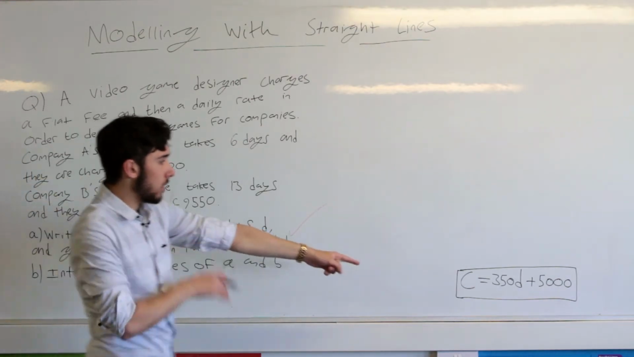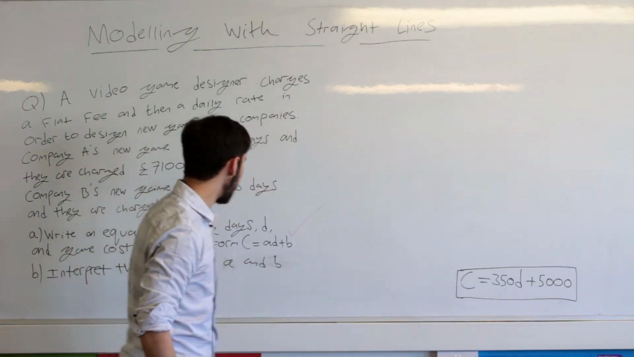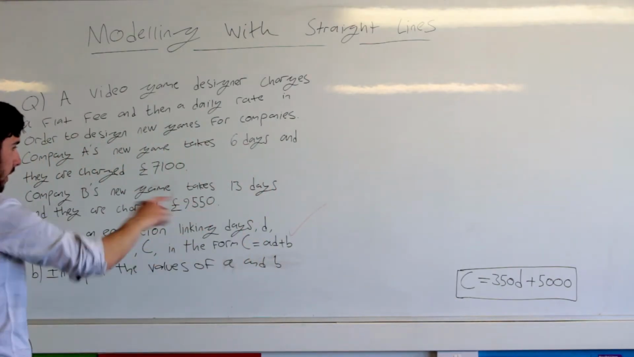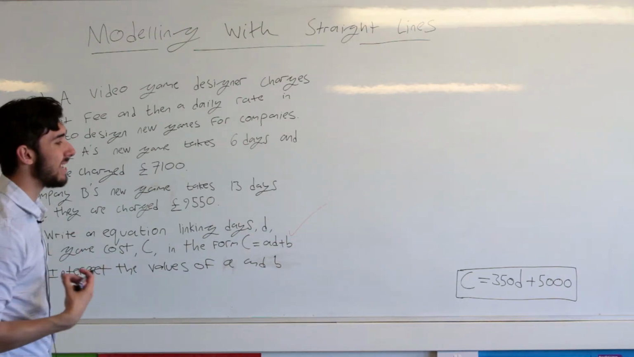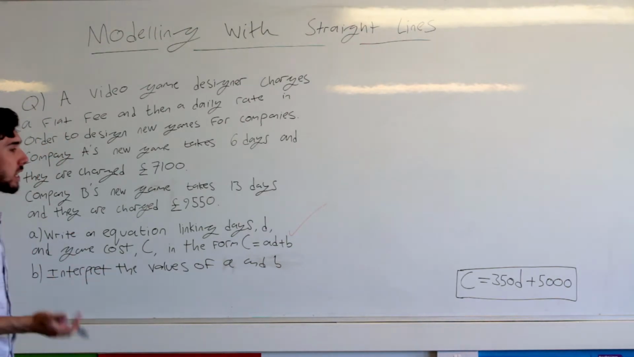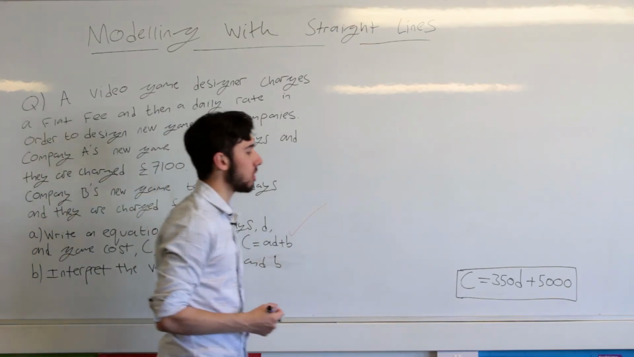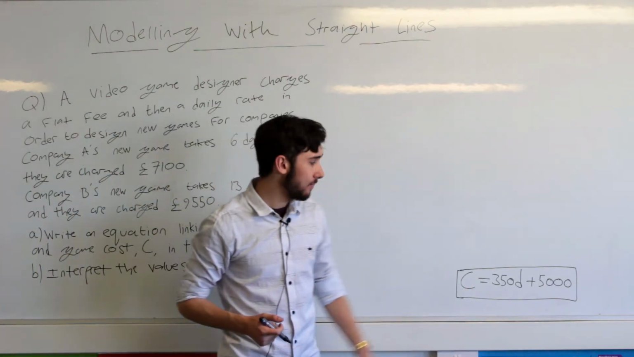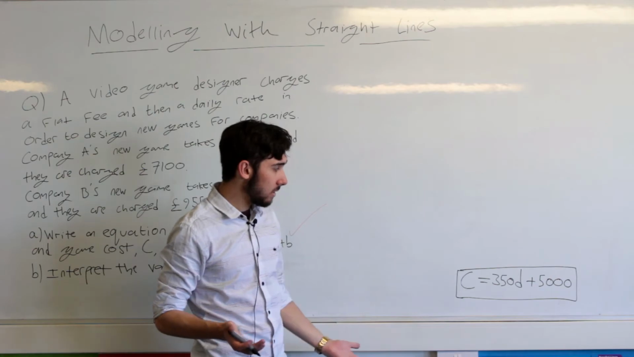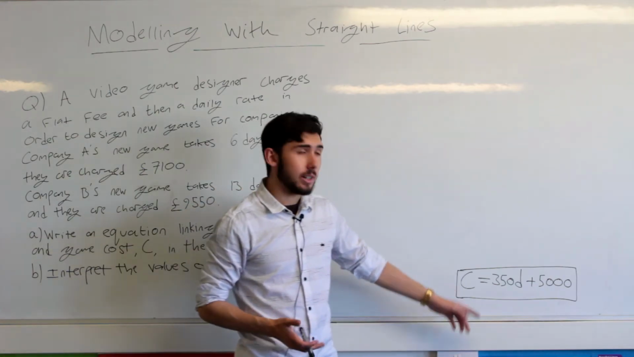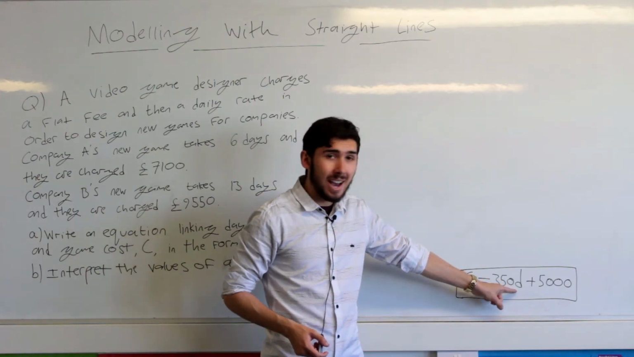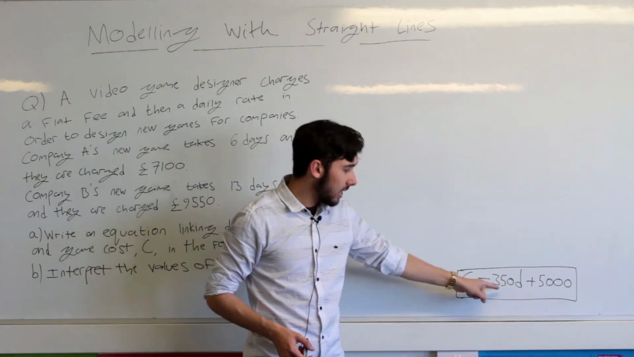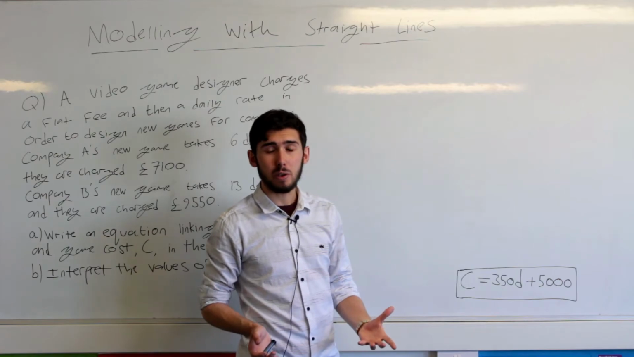So this is our equation. I haven't rubbed that off. We've made some room, but that's still there. So remember, A is 350, so it's 350D. Let's think about what A represents. What's the significance of this 350? Well, if you actually think about it, it means that every day the cost is going to increase by £350.